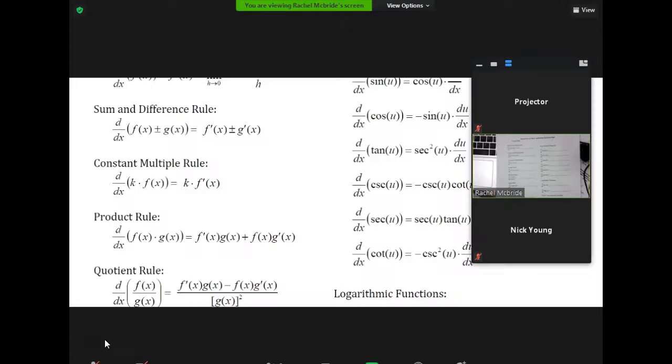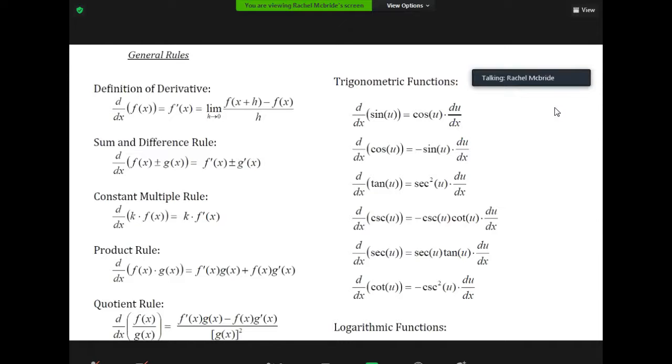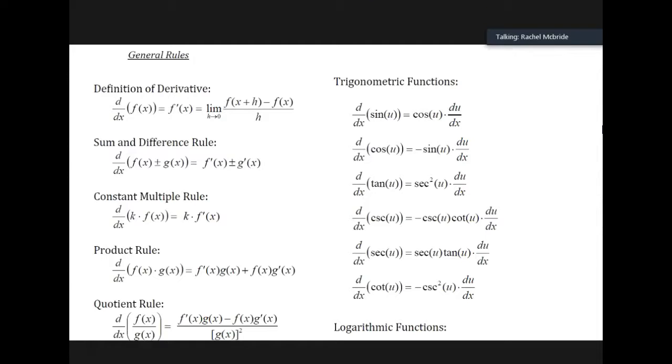Alright, so let's start with the basics and the trigs. The definition of the derivative says that it is the limit as x approaches a of f of x minus f of a all over x minus a, or the limit as h approaches 0 of f of x plus h minus f of x all over h. That was on yesterday's handout that I gave you that sort of summarized everything.